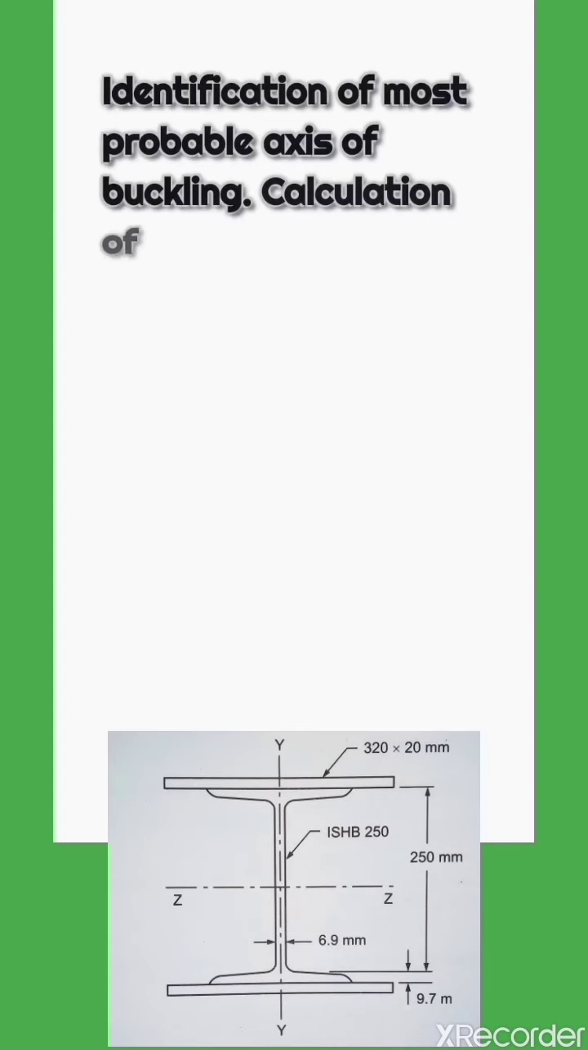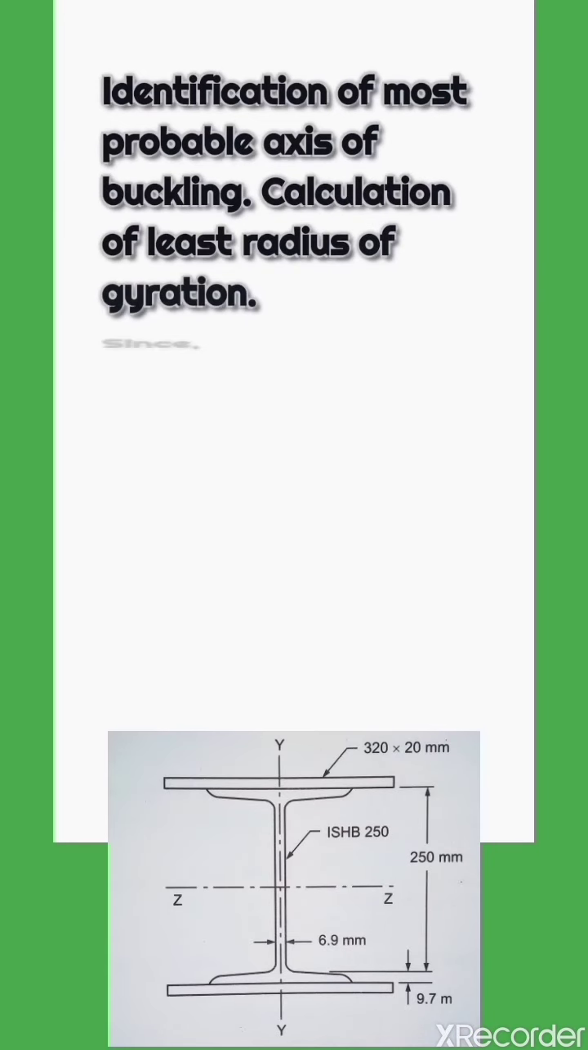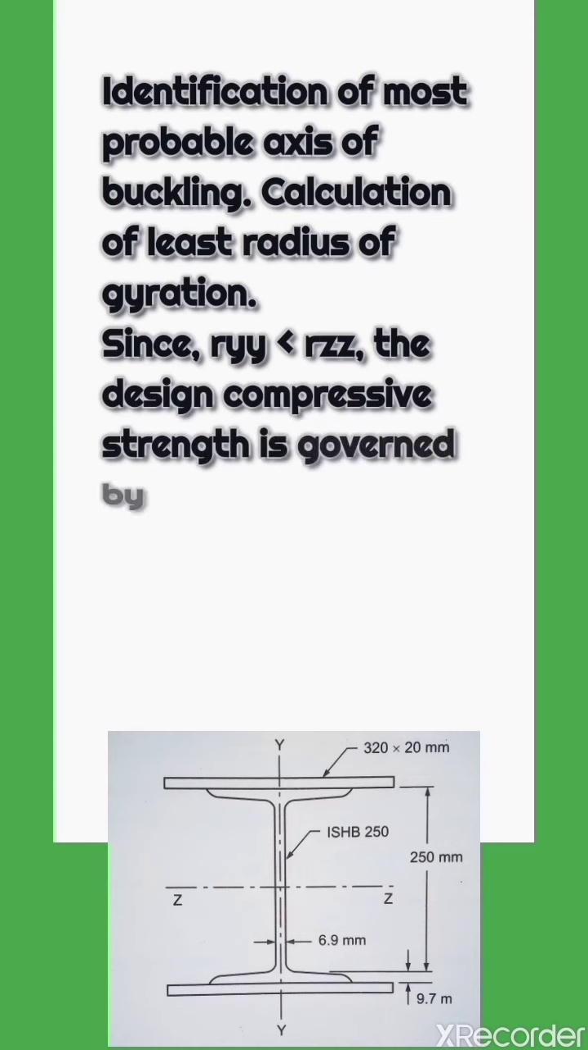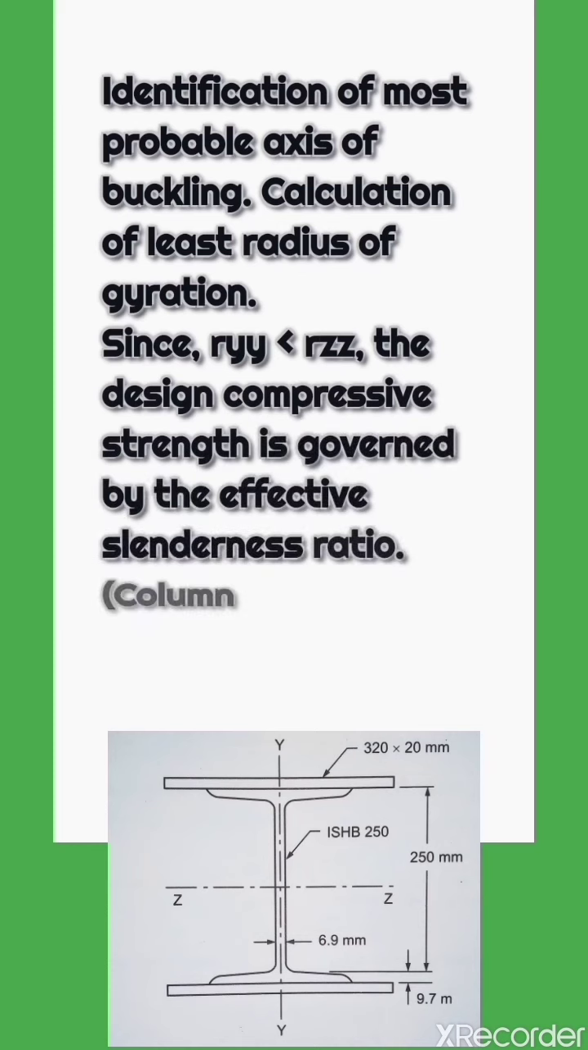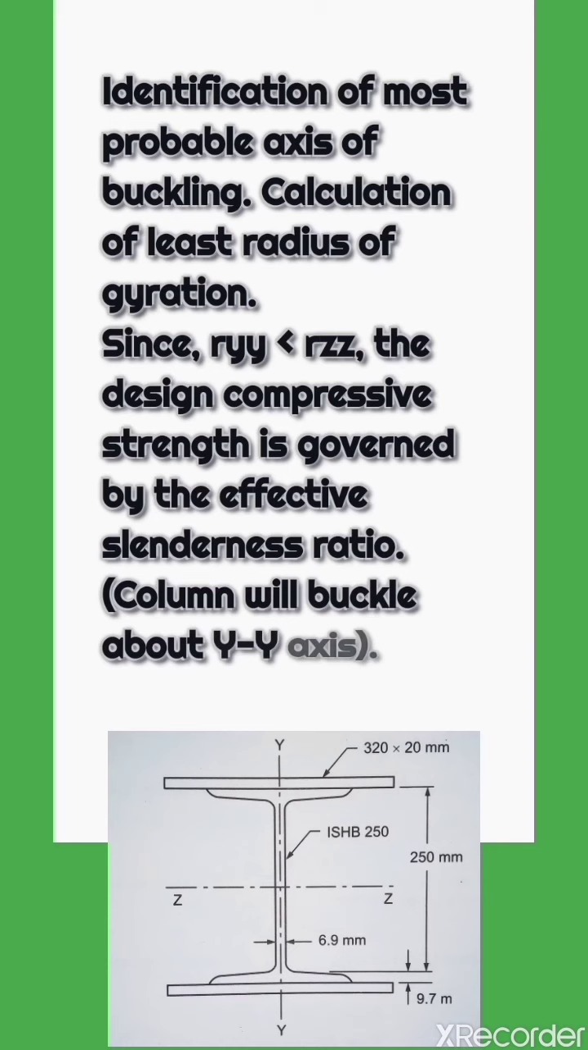Step 2. Identification of most probable axis of buckling. Calculation of least radius of gyration. Since RYY is less than RZZ, the design compressive strength is governed by the effective slenderness ratio. The column will buckle about YY axis. Also R minimum equals RYY equals 80.73 millimeters.